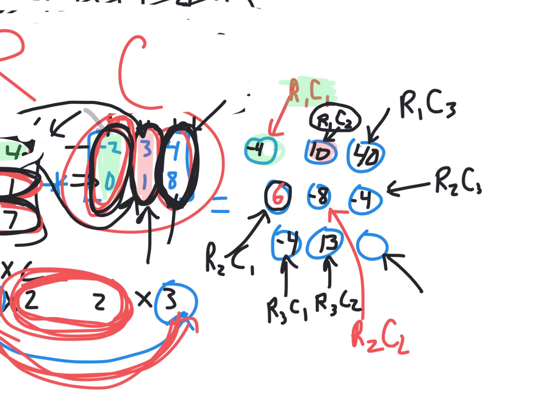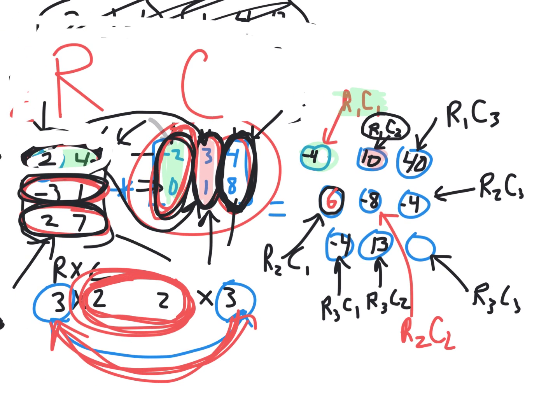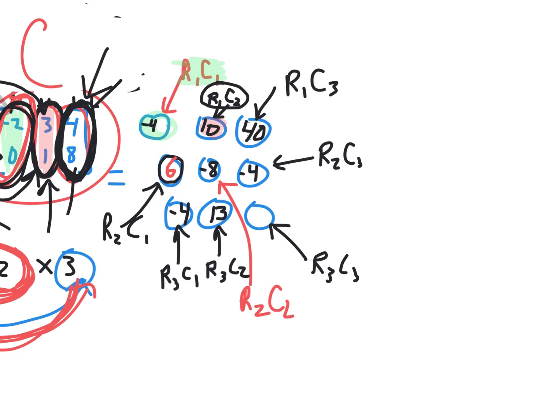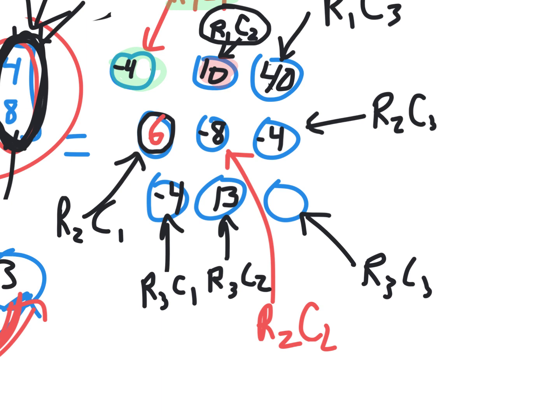Kate, last spot. R3, C3. Nice. Here's R3. Here's C3. What do you do? 2 times 4 is 8. 7 times 8, 56. 56 and 8. I think it's 64. Raise your hand if you had 64 before we said it. Nice job. All right, you've learned to multiply matrices. That's how you do it.